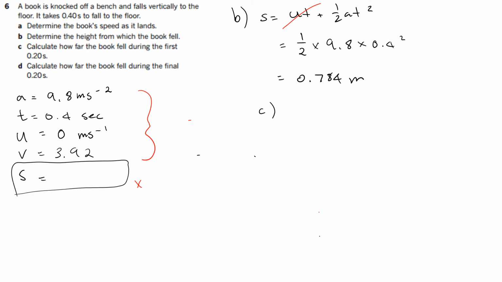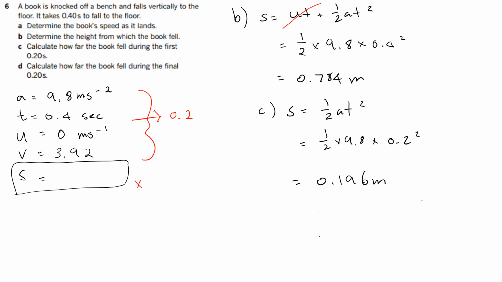Part C. Calculate how far the book fell during the first 0.2 seconds. Now time is 0.2 seconds and not 0.4. That's all that's changed. So we can use this equation again, s equals ut plus half at squared. So s equals half at, as the ut term gets cancelled out. a is 9.8 and now our t is 0.2. If you put that in your calculator, you get 0.196 meters.